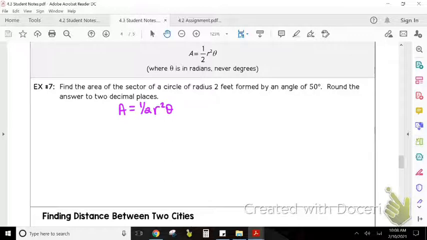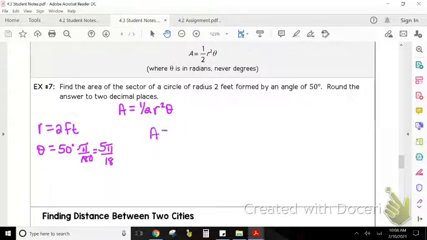It says find the area, so we're after A. We know our radius is 2 feet, and our angle, theta, is 50 degrees. Now, of course, we've got to convert that. So 50 degrees converted is, what's that, 5 pi over 18?